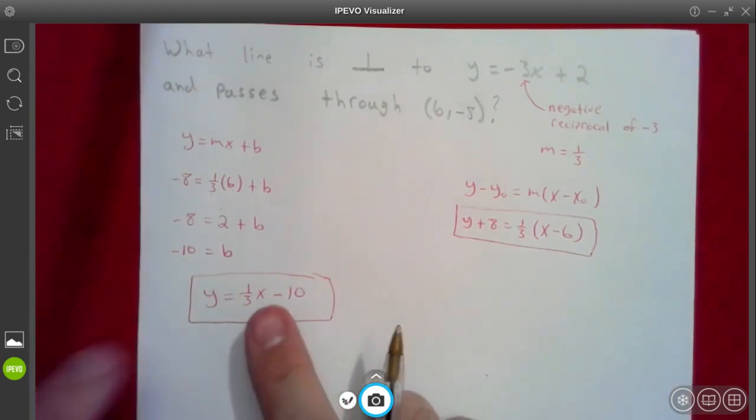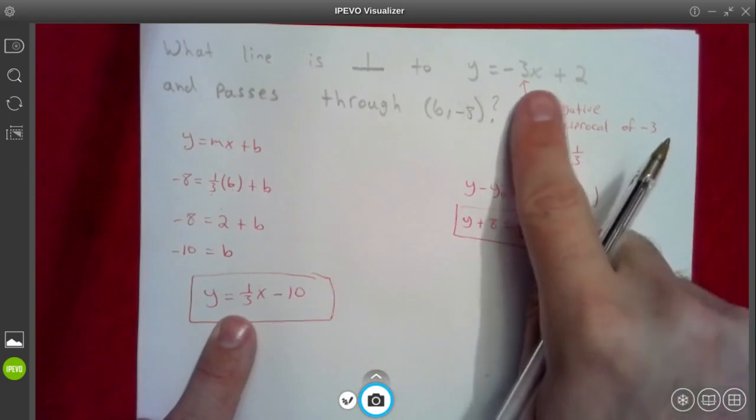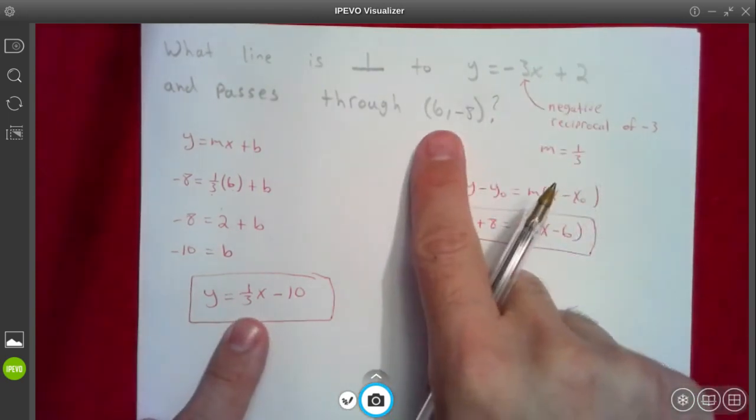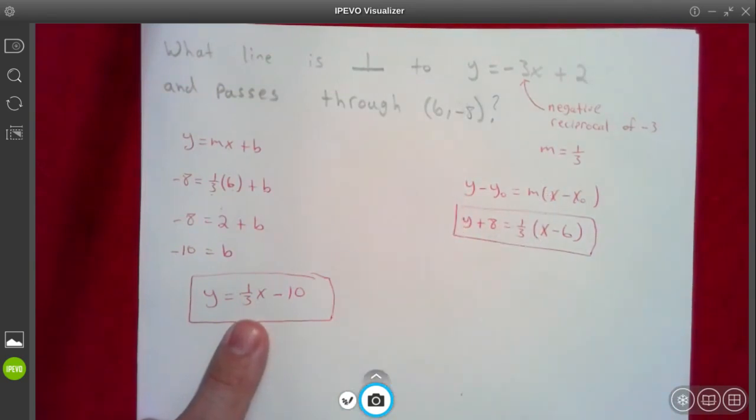So this line is perpendicular to that one because the slopes are negative reciprocals, and it also passes through this point (6, -8).